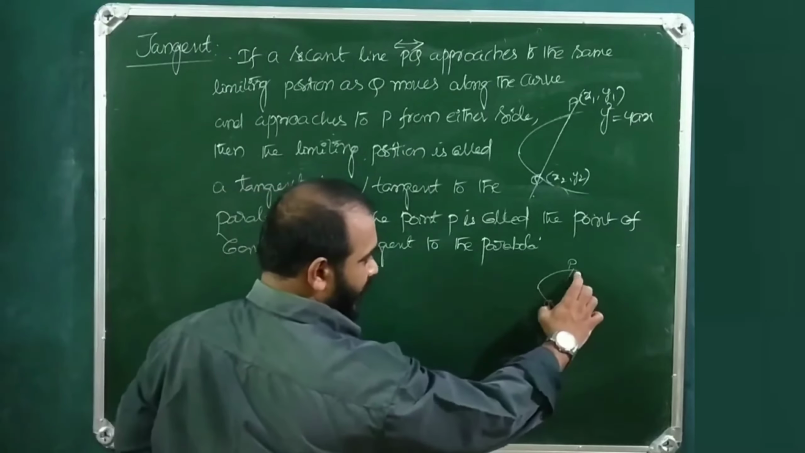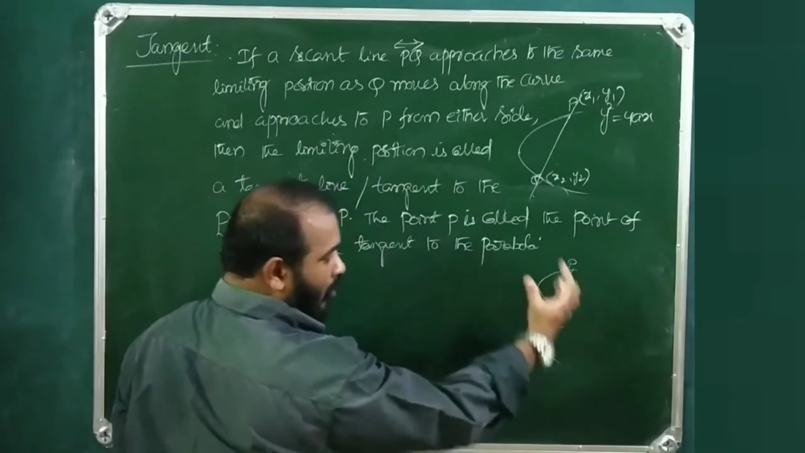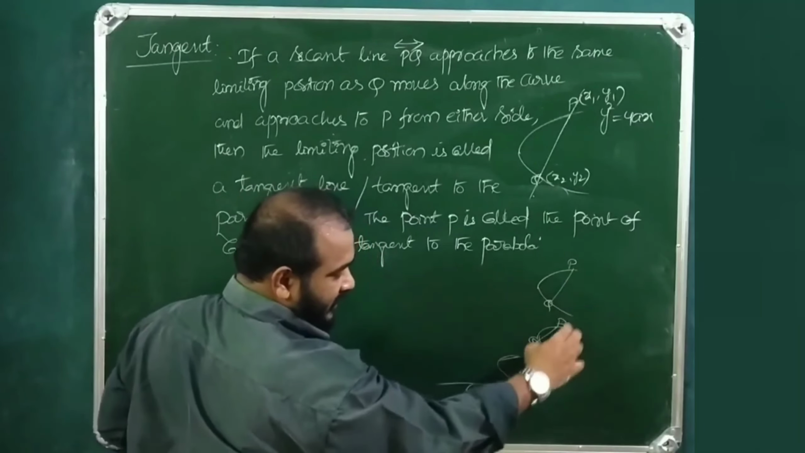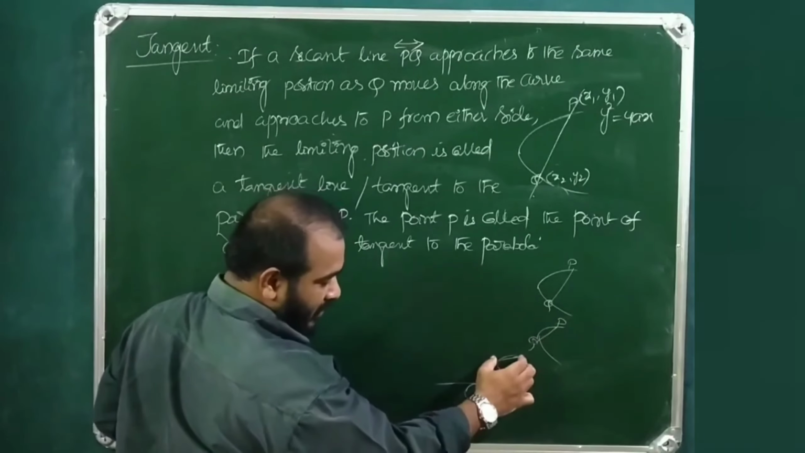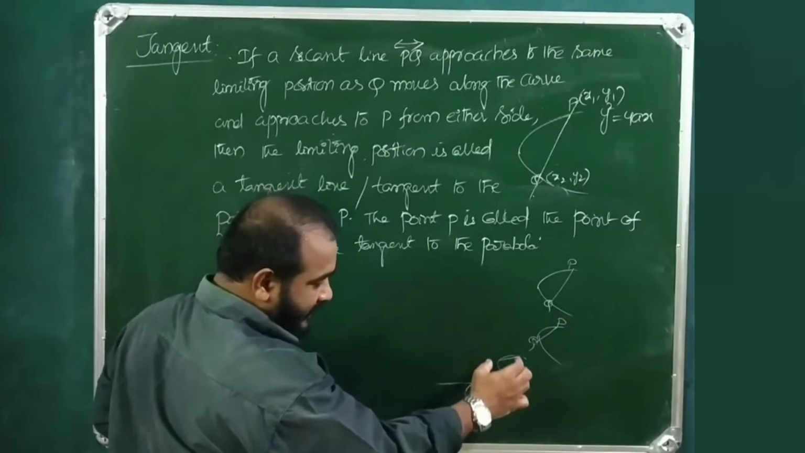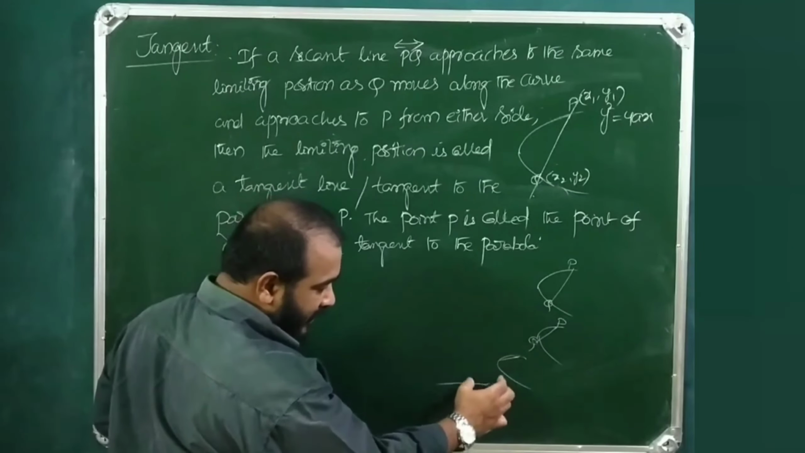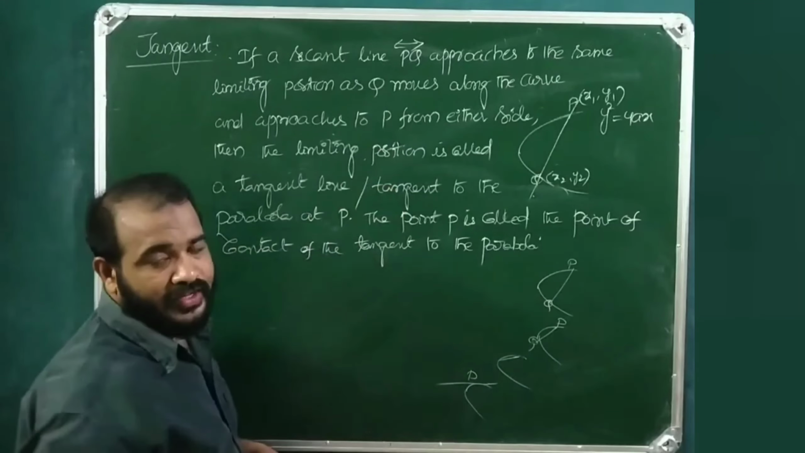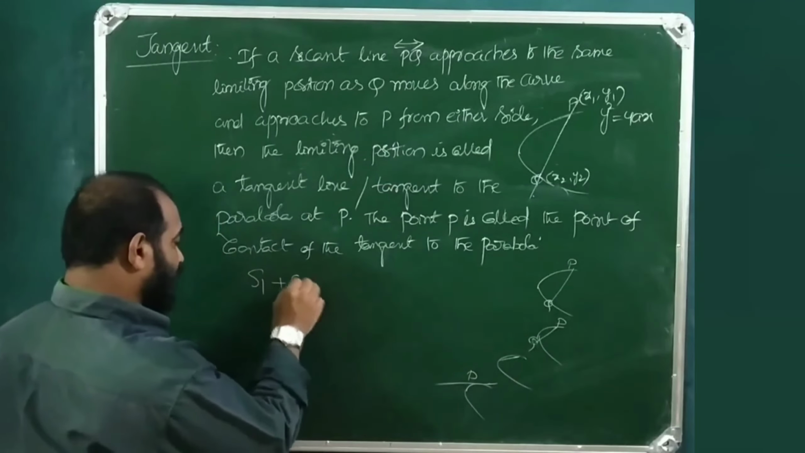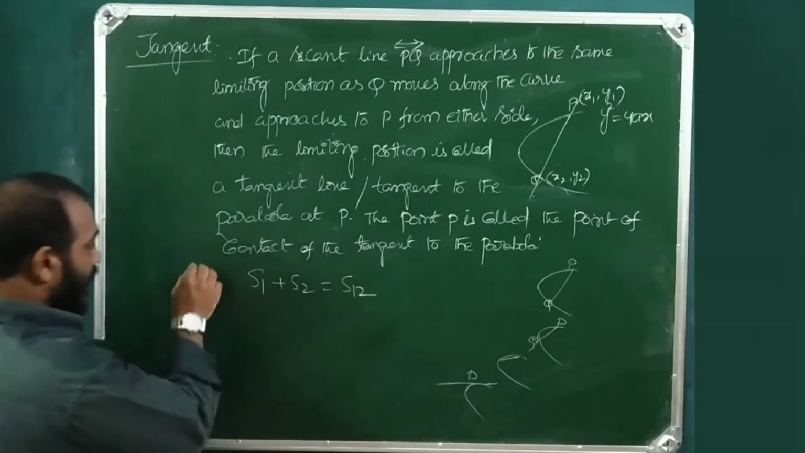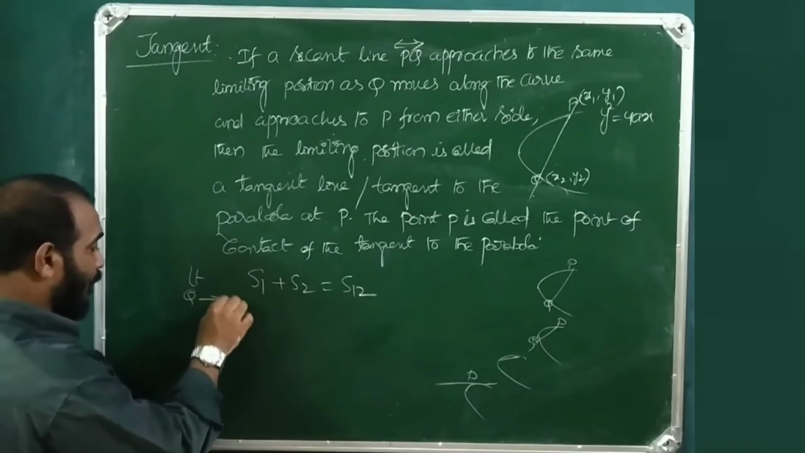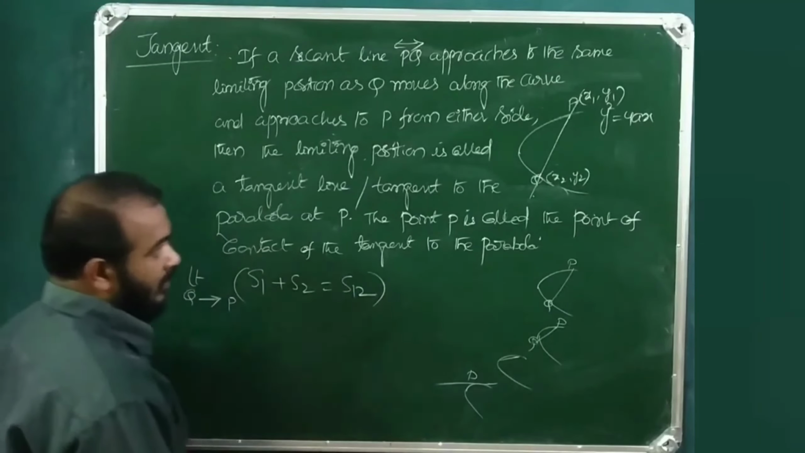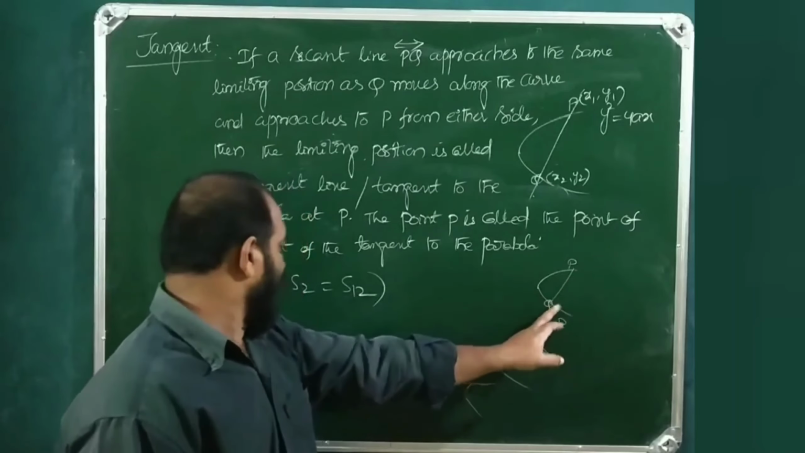Now, see this, earlier the chord is this. As we keep on moving this chord, the chord length is minimized here. Here, it is further minimized, and to the extent that this chord becomes the tangent. So what is the equation of the chord joining the 2 points? S1 plus S2 is equal to S12. As Q tends to P, S1 plus S2 equals S12, that is P(x1, y1) and Q(x2, y2).